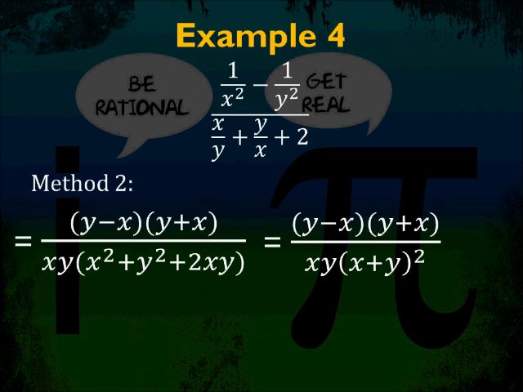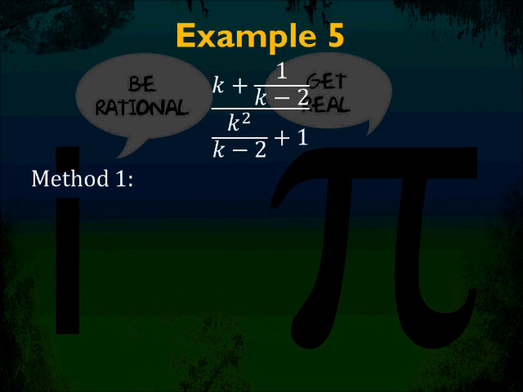But you can reverse the order or change the order. And so if you factor it further, you get (y minus x) times (y plus x) all over xy times (x plus y) squared. Again, one of the x plus y's gets canceled out, and so your final answer is (y minus x) over xy times (x plus y), the same thing we got in method 1.